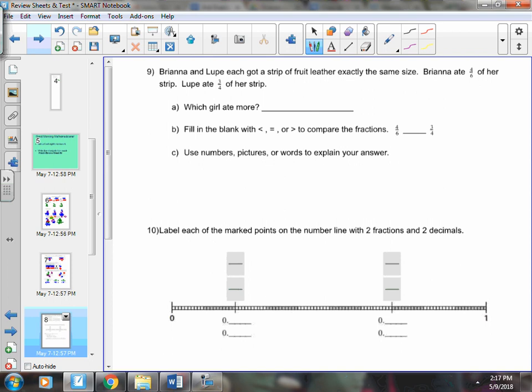On to the last page. Brianna and Lupe each got a strip of fruit leather, like a little piece of fruit by the foot kind of a thing, exactly the same size. Brianna ate 4/6, Lupe ate 3/4. Which girl ate more? Pictures are always quite helpful.